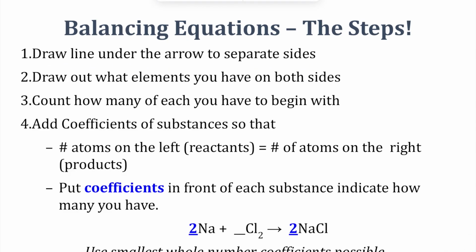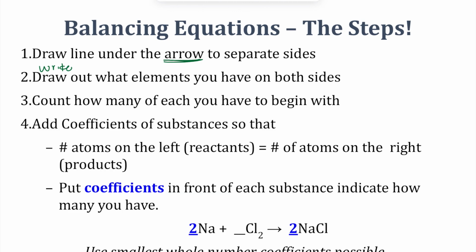You might not show your work exactly how I do, but how I do it is I draw a line under the arrow to separate the sides. Again, that arrow is kind of like our equal sign if you think of this in terms of math. And then I write out the elements you have on both sides. Count how many of each you have to begin with.